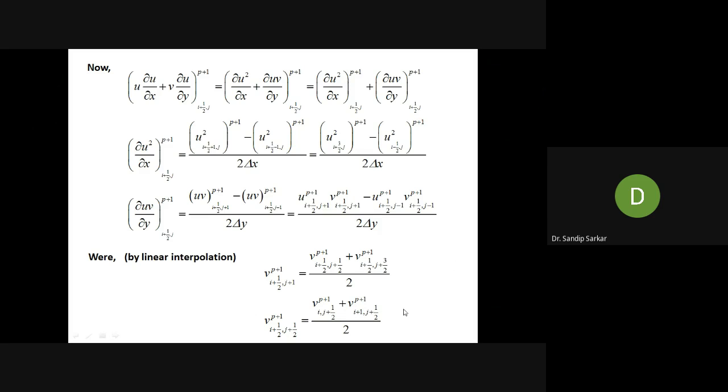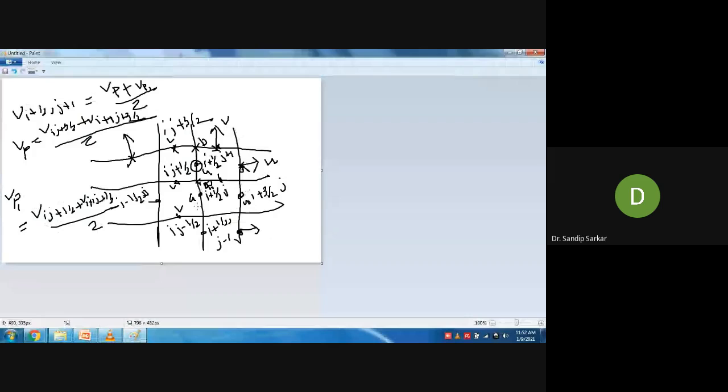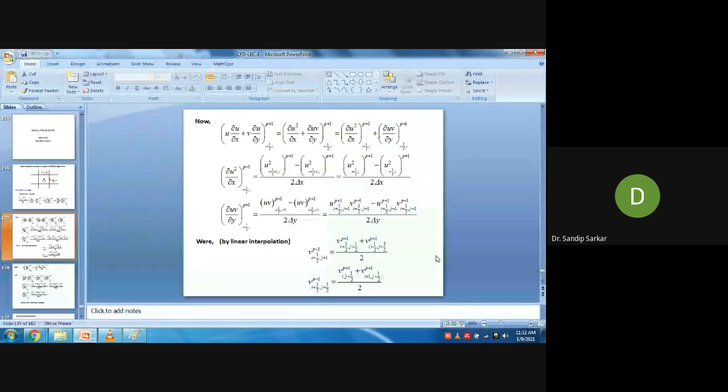Similarly, j minus 1 is defined, but the velocity value at the grid point i plus half j minus 1 is not defined. To calculate v at this grid point, you need to do the interpolation again. V i plus half j minus 1 equal to this point plus that grid point by 2, and this point equal to this plus this by 2. Simple linear interpolation, you can calculate the velocity values at these grid points.